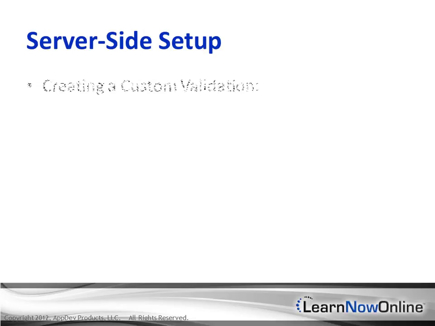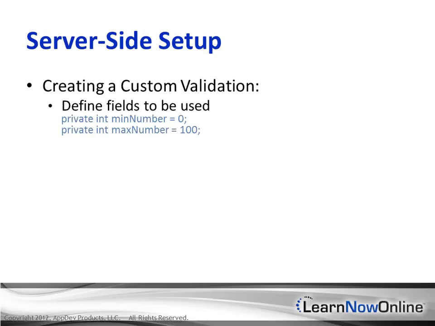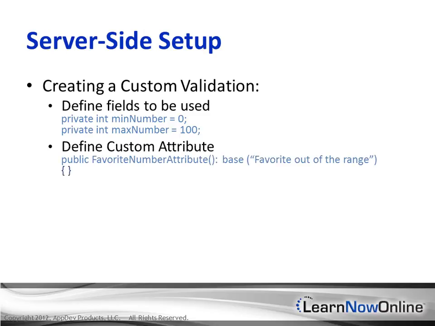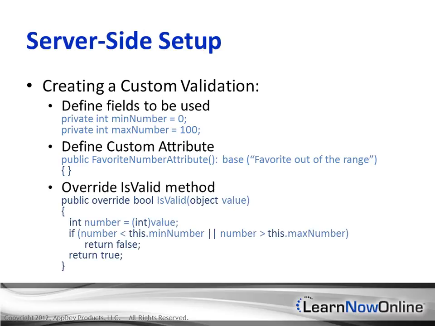So next on our server-side setup, we're actually going to be doing the custom code of it. First we need to define the fields that we're going to use. So we're going to have a min and a max number for our range. Then we're going to define our custom attribute, and here we can have the default exception. "Favorite is out of range" is what will be thrown if it comes back not true. And here's our override for the IsValid method.